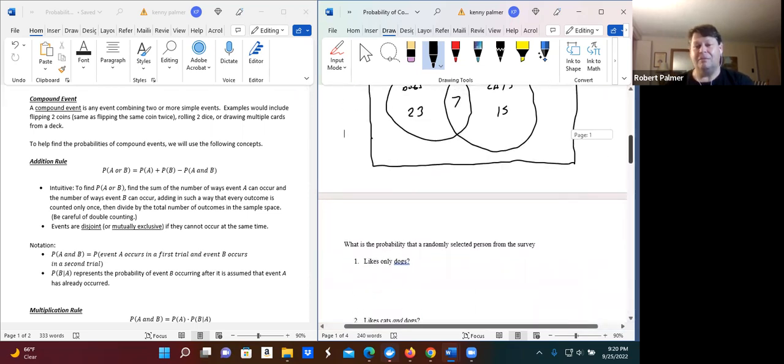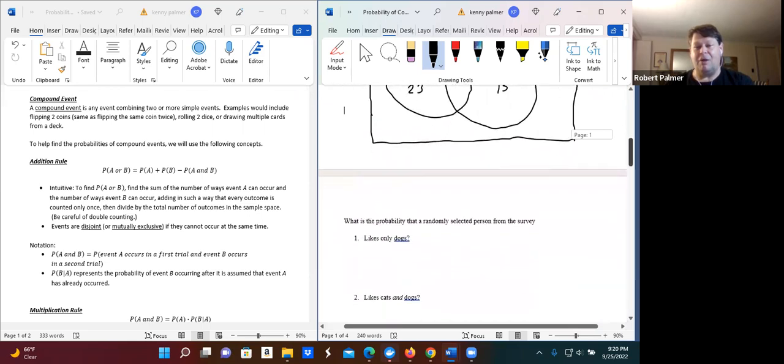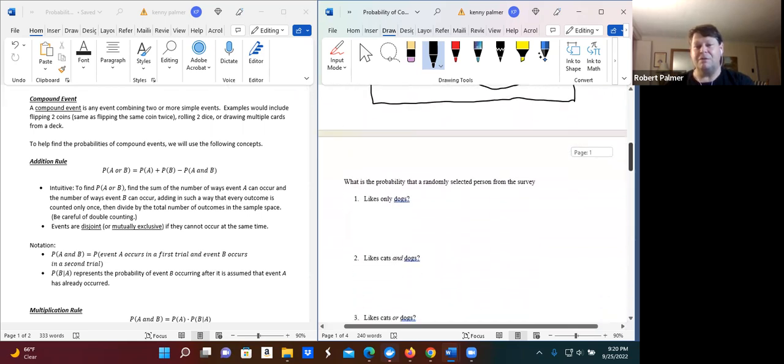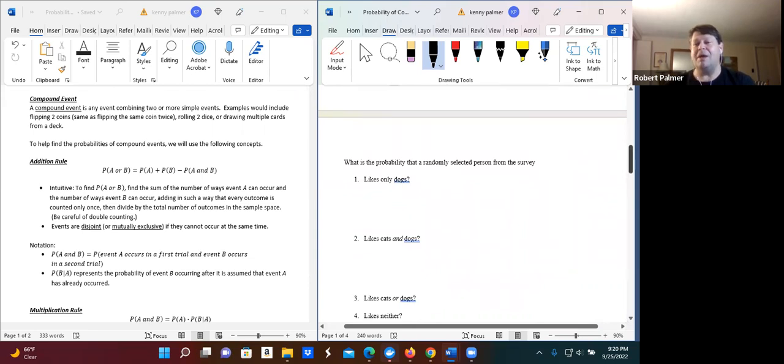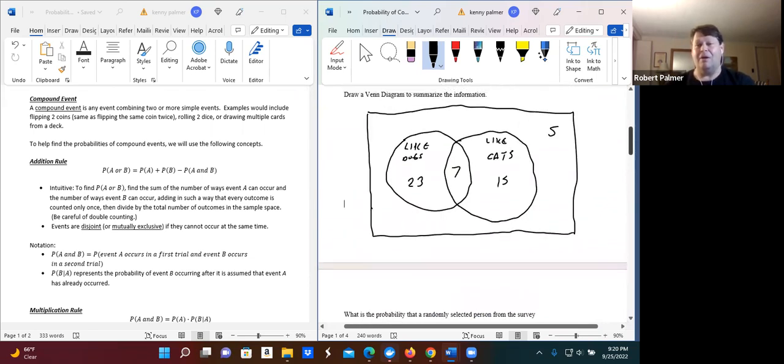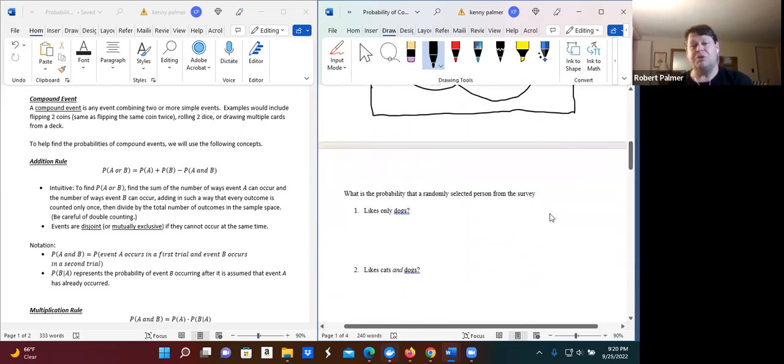Now, let's use that to find the following probabilities. So here's our situation. We have this information. Now, imagine taking all those names of these people and putting them in a hat or a big bowl, and we'll draw each one out randomly. So the question is, what's the probability that a randomly selected person from this survey, one of these 50, likes only dogs? Once again, remember that the probability in general is the number of outcomes you're looking for divided by the total number of outcomes.